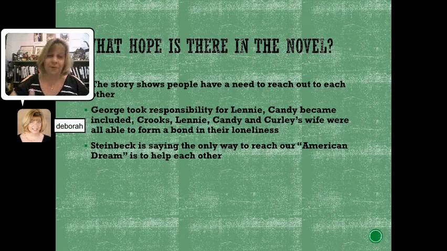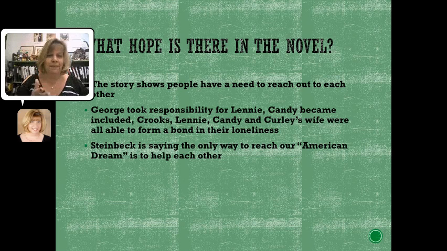But it's not an overall sad and hopeless book. There is some hope in the story. The story is showing us that this is what people need, that they have this need to reach out to each other, to make these connections, to not be lonely and isolated. We saw that George took responsibility for Lenny. He didn't have to do that. We know that they didn't even have a family relationship, that Lenny just started following George around, and at first George treated him badly, but then George took on the responsibility and grew this relationship.